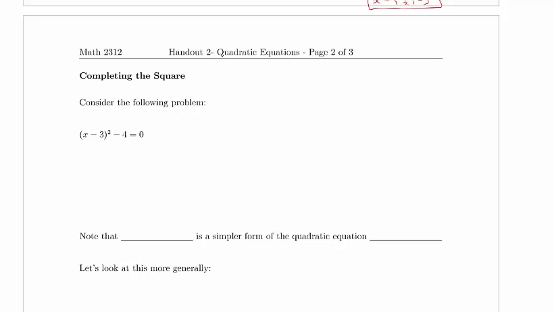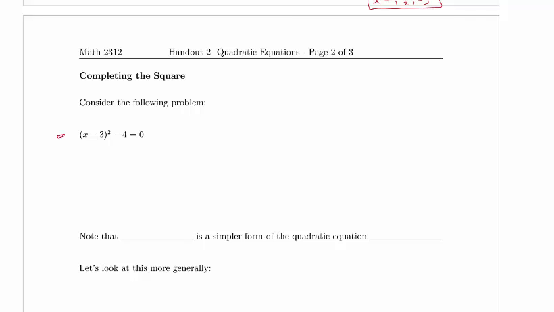Welcome to the second part of the lecture on quadratics. In this video we're going to go over completing the square, and this will lead into the very familiar quadratic formula for next time. So for right now, completing the square, we're going to consider the problem right here that we have.